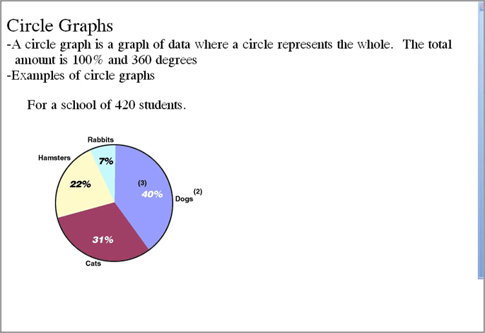Now we're up to circle graphs, and the circle graph is a visual way of representing data. The whole amount is always going to be 100% and 360 degrees because that makes a whole circle. When I say 360 degrees, that means the measure of all the central angles added together should be 360 degrees. So this is broken down into sectors, portions of the graph, where this represents 7% of the full amount, that's 40%, and so on.